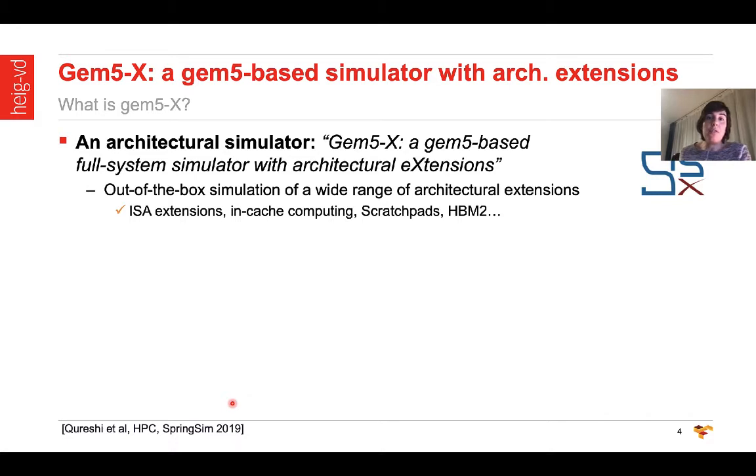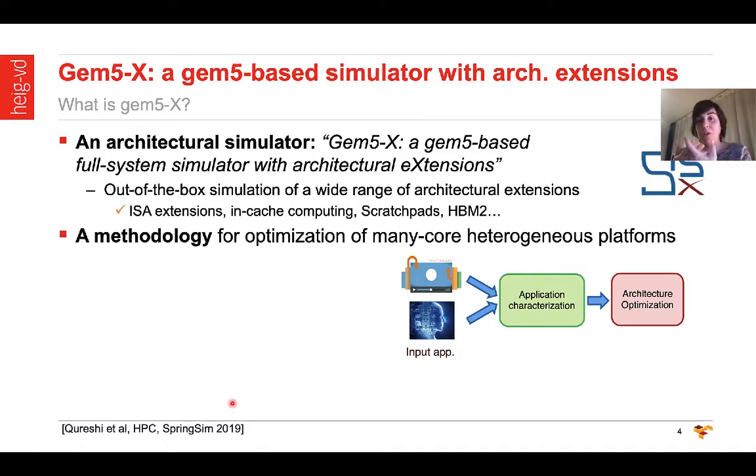So first of all, it's a Gem5-based simulator in which we have added some architectural extensions. So the name stands for Gem5-based full system simulator with architectural extensions. And what we did with Gem5-X is providing or trying to provide out-of-the-box simulation of a wide range of architectural extensions, including the capabilities of extending the Gem5 ISA of an ARM system, putting in cache computing, scratchpads, HBM2s, etc. But it's also a methodology for the optimization of many core heterogeneous platforms. And today I'll be also talking a bit about how we are applying this methodology.